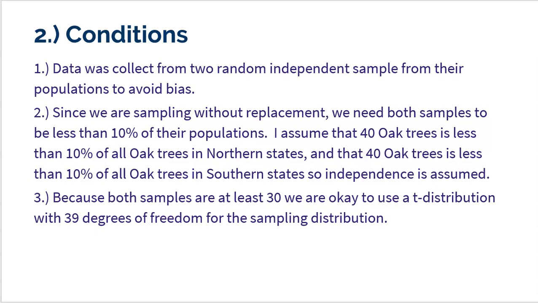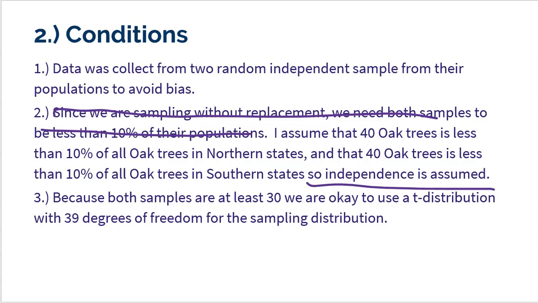To be honest, when you're doing this on a test, you don't have to say this, right? I'm just explaining to you in this video why we need that, okay? You just have to say, hey, 40 oak trees is less than 10% of all oak trees in the northern states, and 40 oak trees from the south is less than 10% of all oak trees in the south. Pretty sure there's lots of oak trees out there, so that independence is assumed. And then finally, both samples are 30 or more, so that we can use a t-distribution with 39 degrees of freedom.